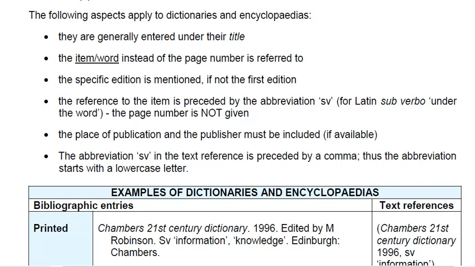Or we're defining. The specific edition is mentioned if not the first edition. The reference to the item is preceded by the abbreviation SV. The page number is not given. The place of publication and the publisher must be included if available. The abbreviation SV in the text reference is preceded by a comma. Thus, the abbreviation starts with a lowercase letter. Okay, let us look at the examples right now.